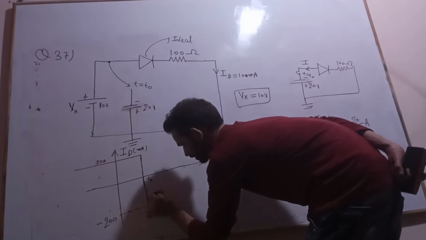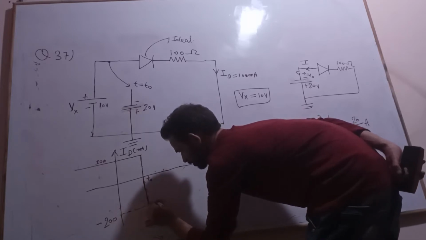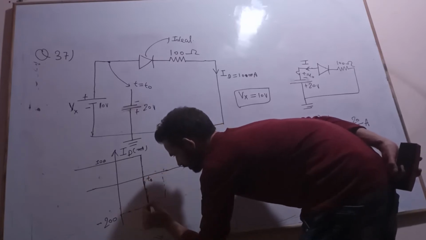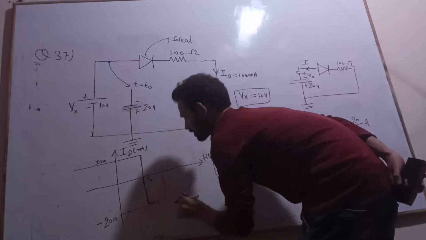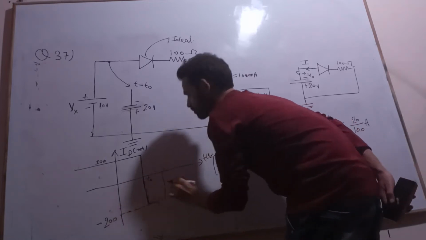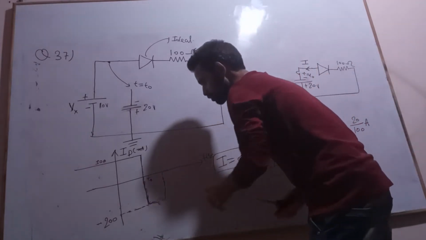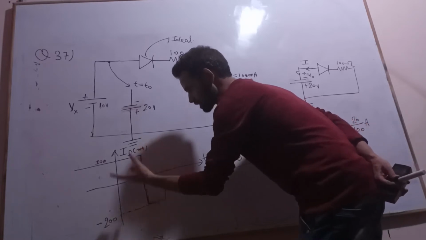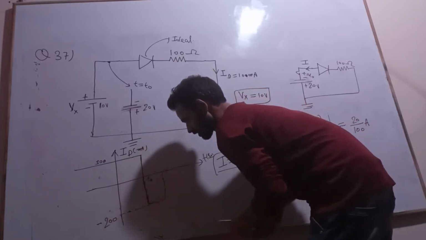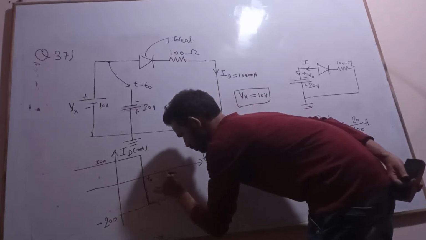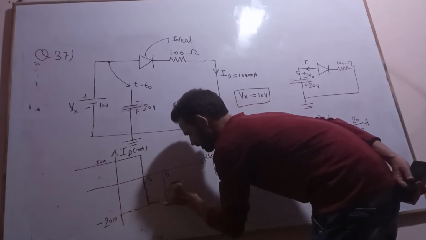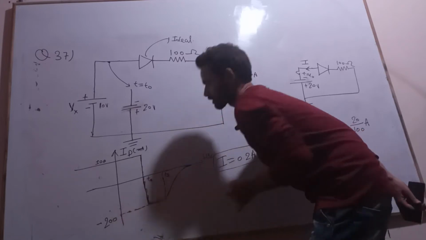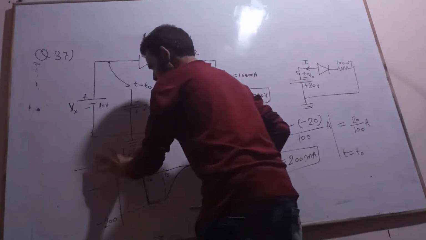After t naught, it will take time. It will maintain up to the time required to remove the minority charge carrier. How much time will it take to remove the minority charge carrier? This time is my storage time. Then after that it will gradually decrease, reaching its final value. This is the reverse recovery time.